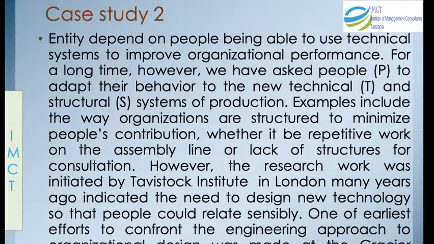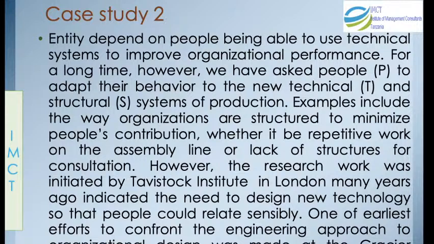Let's see this case. An entity depends on people being able to use technical systems to improve organizational performance. For a long time, however, we have asked people to adapt their behavior to new technical and structural systems of production. Examples include the way organizations are structured to minimize people's contribution, whether it be repetitive work on the assembly line or lack of structures for consultation. However, the research work initiated by the Tavistock Institute in London many years ago indicated the need to design new technology so that people could relate sensibly.